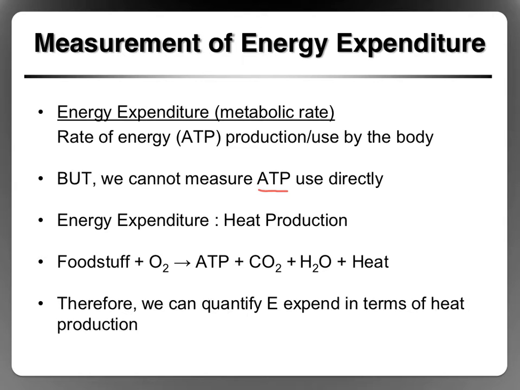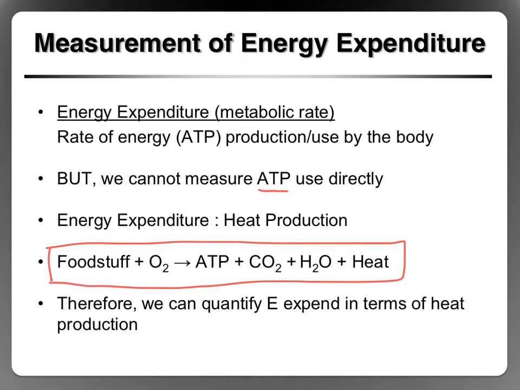So if you want to quantify the amount of energy that you're using, we need to use a different value. We know that energy expenditure, or the amount of ATP that you produce and use, is directly related to heat production. And this formula here we're going to use a lot for the rest of the semester. So it's an important formula. And this really is a summary of what we've talked about in Chapter 2.